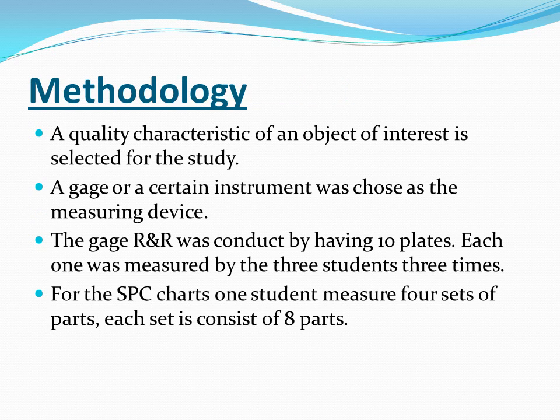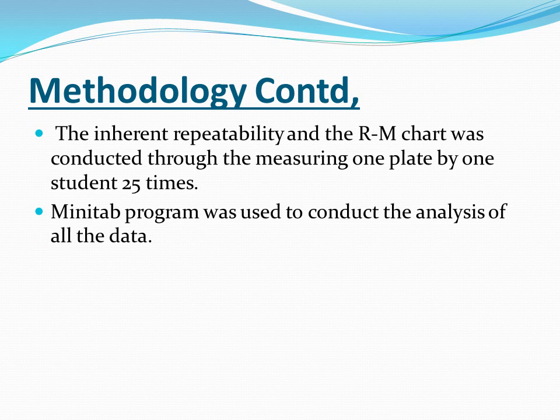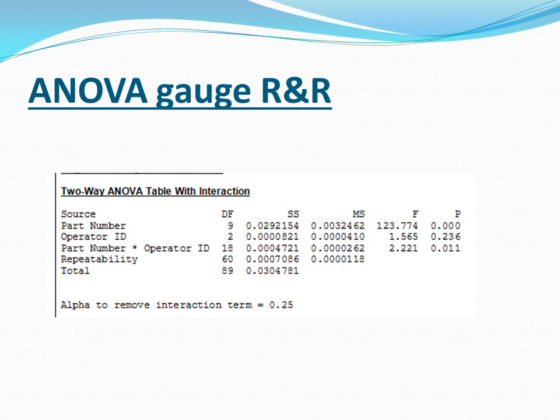Coming to the methodology, a quality characteristic such as thickness, length or width is chosen, and then a gauge instrument is used to measure it. We use 10 plates for measuring it. Each one was measured by 3 students 3 times, and then for SPC charts, one student measured 4 sets of parts, each set being considered. The inherent repeatability and the R chart were obtained by one student measuring one plate 25 times, and then these were put in Minitab and the results were applied.